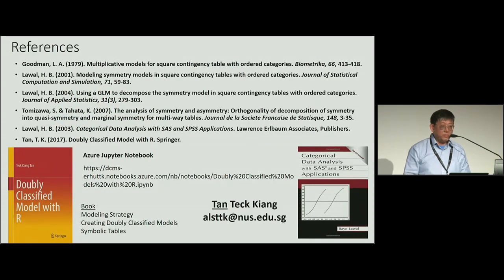And there's a book written on this, Doubly Classified Model with R. If you're interested in it, you can go to these websites. There is a Jupyter notebook that has this, and all the notes will be there. The book also covers modeling strategy, the 44 symbolic tables and models, and how to create your own models, right?